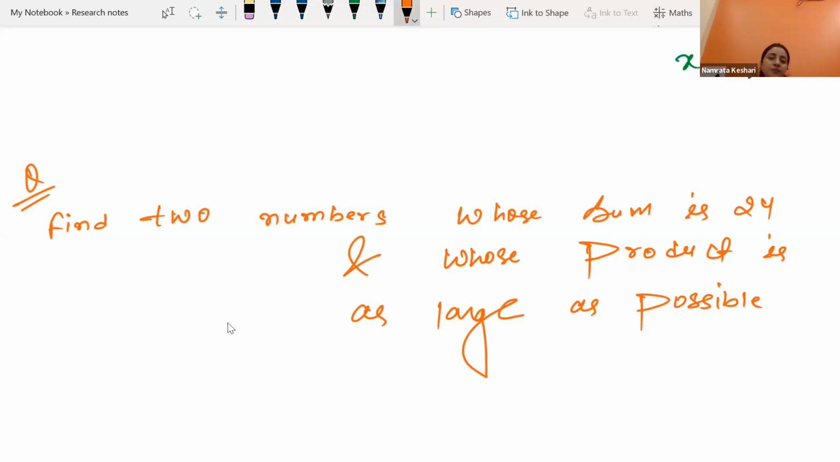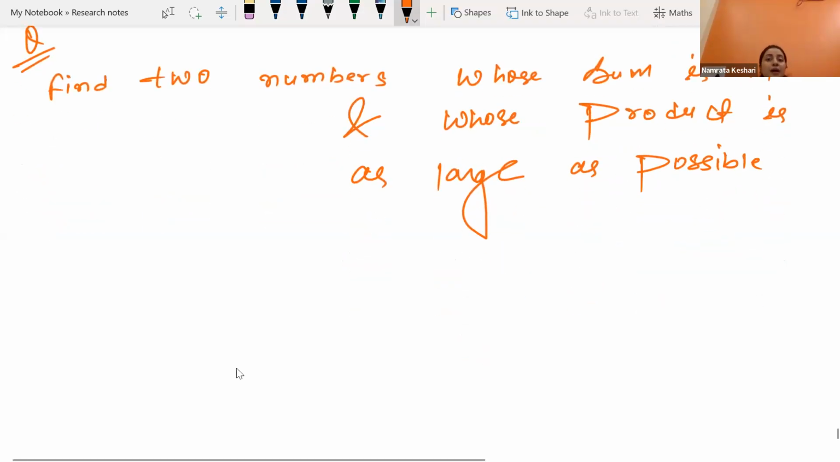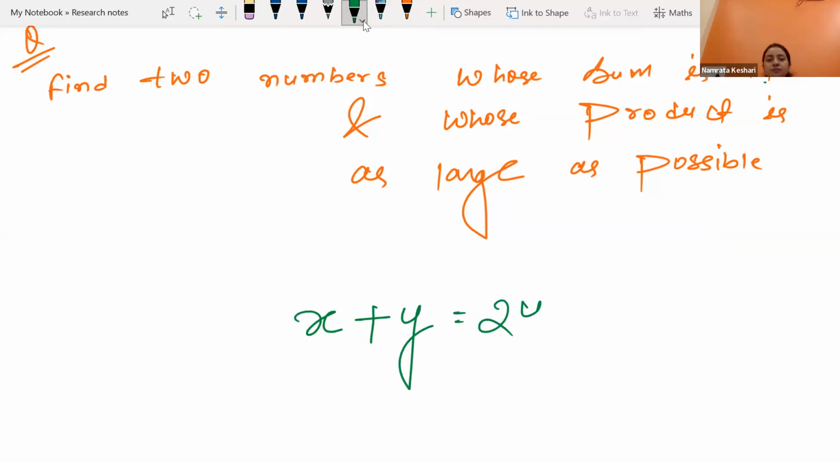Right, Fatima? Yes, ma'am. Maximum we need to find, but here we don't know the function. So do we have to create the function? Yes, we do have to create the function by using the conditions. Okay, and it is really simple. So find two numbers whose sum is 24. Let's say x plus y is equal to 24. We can take this assumption, right, Fatima?